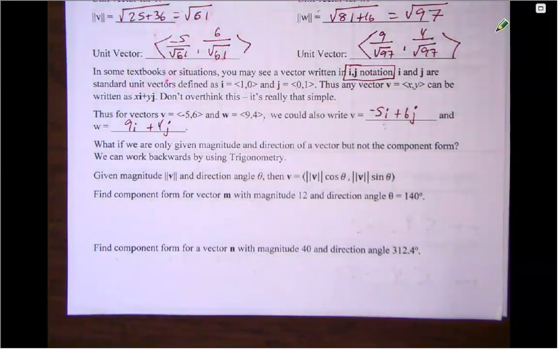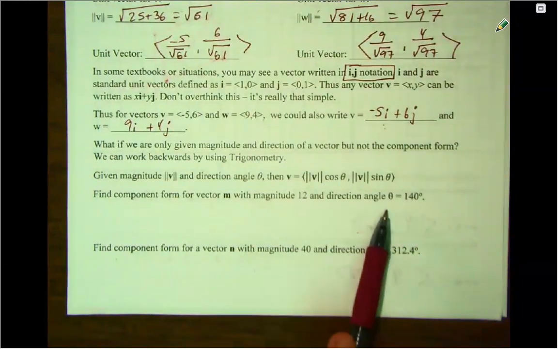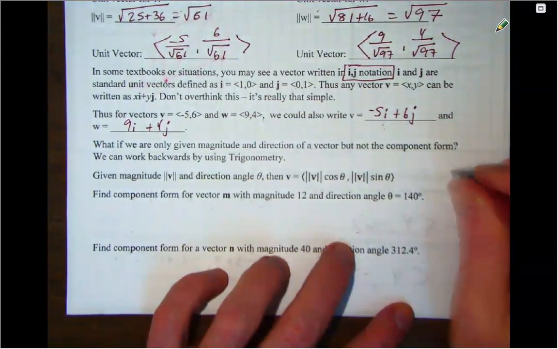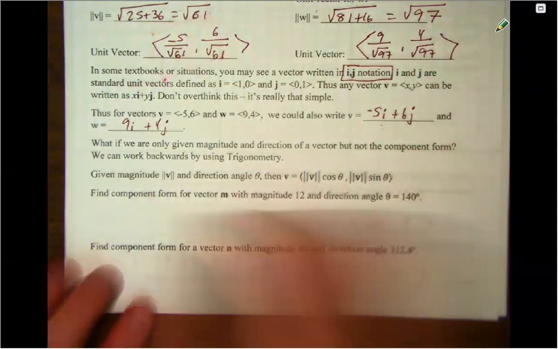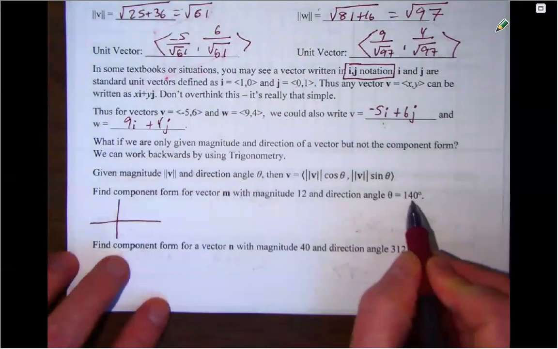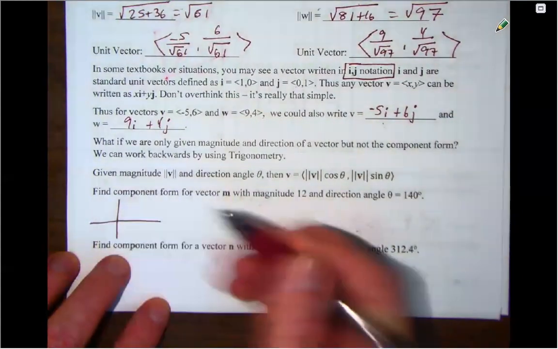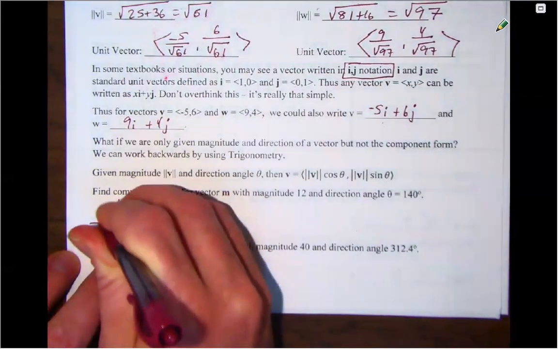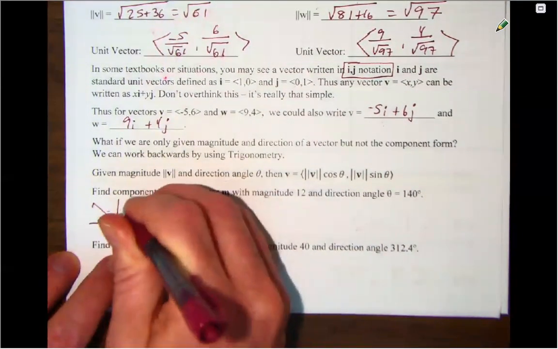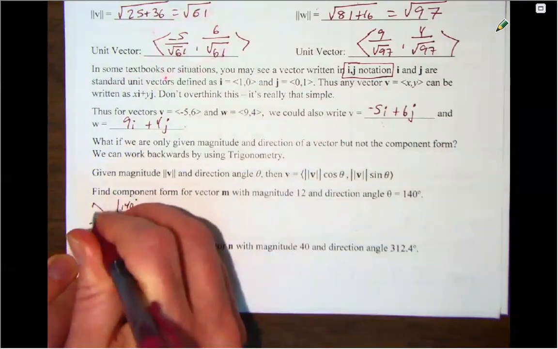So how about if I tell you that you have a vector that has a magnitude of 12 and a direction angle of 140? Well, I know what that looks like, right? I can draw a picture of that. If I've got the direction angle of 140, remember standard position, so it's in quadrant 2 somewhere, and a magnitude of 12. So that means it's kind of over here. So that would be my 140-degree angle. And then the length of that vector would be 12.